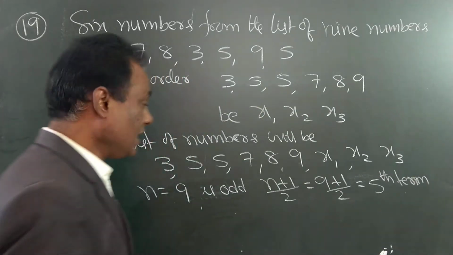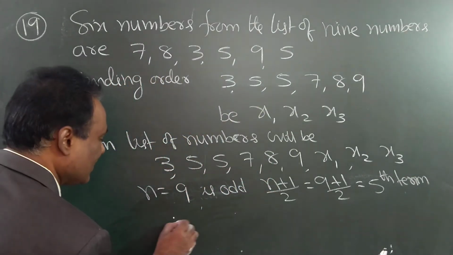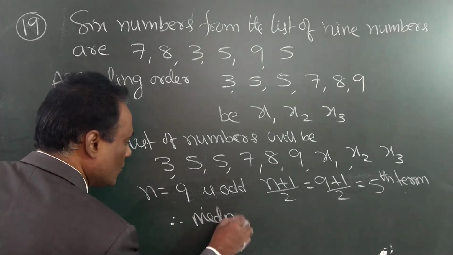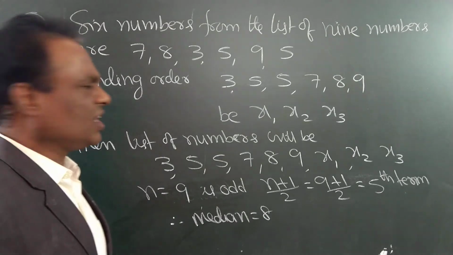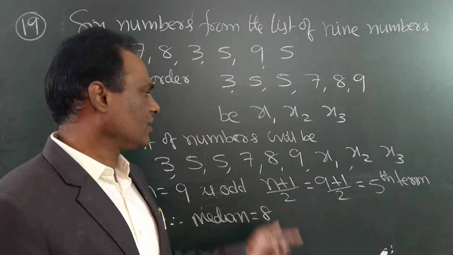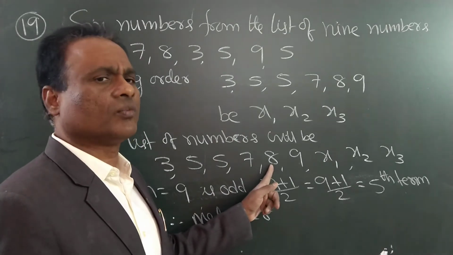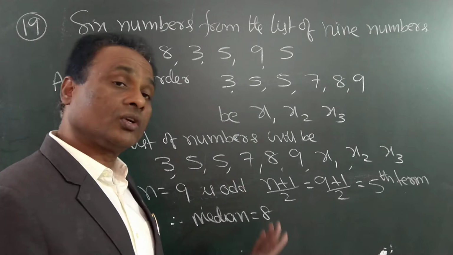The 5th term is the median. 1st, 2nd, 3rd, 4th, 5th term is the median. Therefore, the median is equal to how much? 8. So 8 will be the largest. Even if you take any other numbers greater than 8, we won't get a larger median, because 8 will be the maximum possible median. The largest possible median is 8.